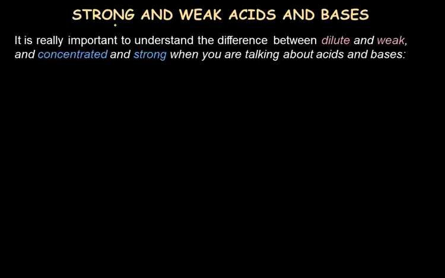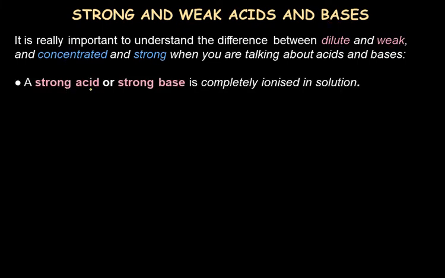Now let's understand what strong and weak acids and bases are, and also understand the difference between a concentrated and a strong acid or base, and a dilute and a weak acid or base. A strong acid or a strong base is completely ionized in its solution. Now let's understand what we mean by completely ionized in the solution.